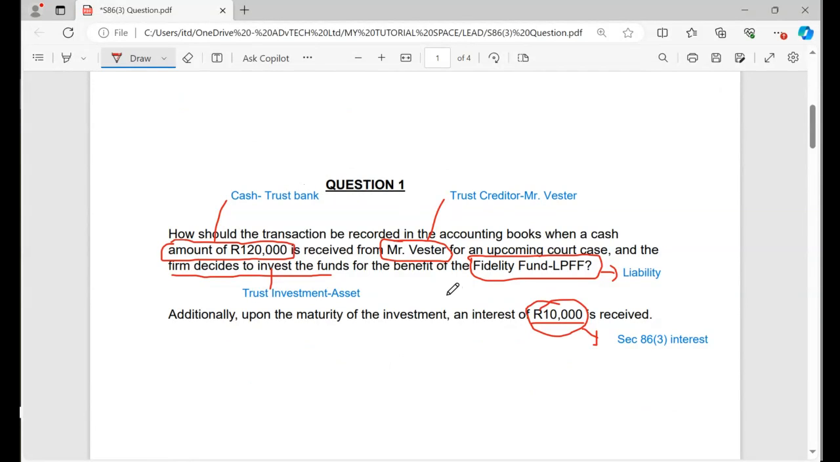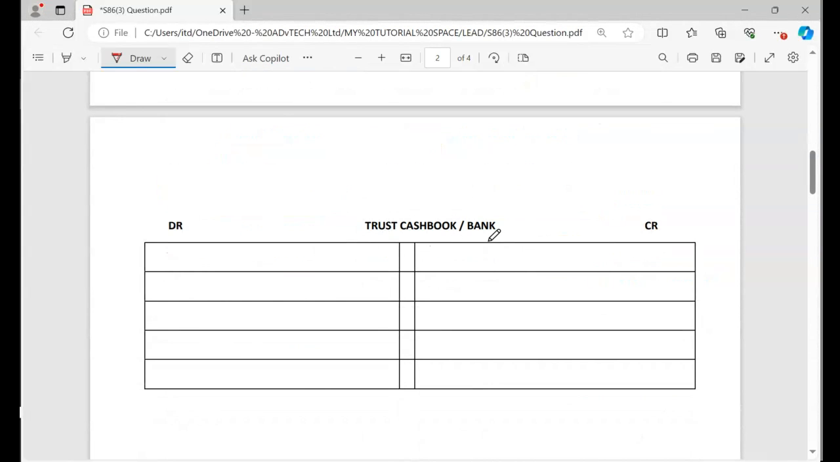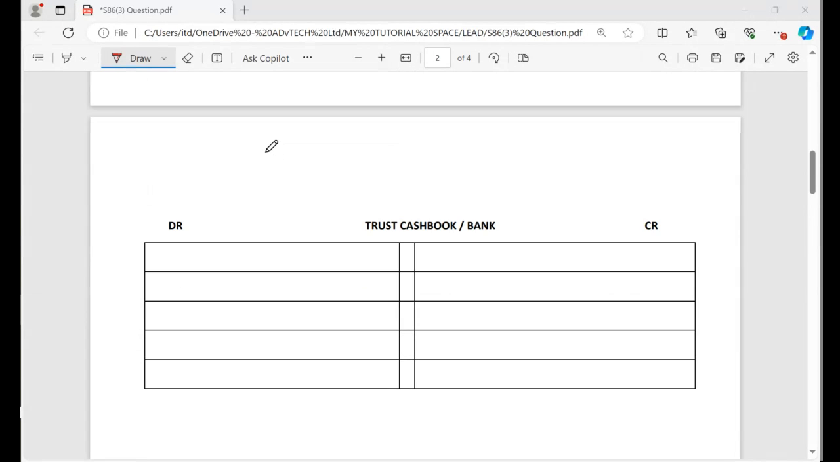Okay. So now I'm going to go down there, the trust cash book or the trust bank account, and I must also go to the Mr. Vesta Trust. So it means we need to go and record this amount of money for Mr. Vesta into the bank. I hope it makes sense. Because we are receiving cash, we must come to the debit side of what? Of the bank, because obviously we are receiving money there. So we're going to come here and put Mr. Vesta here. Can you see now?